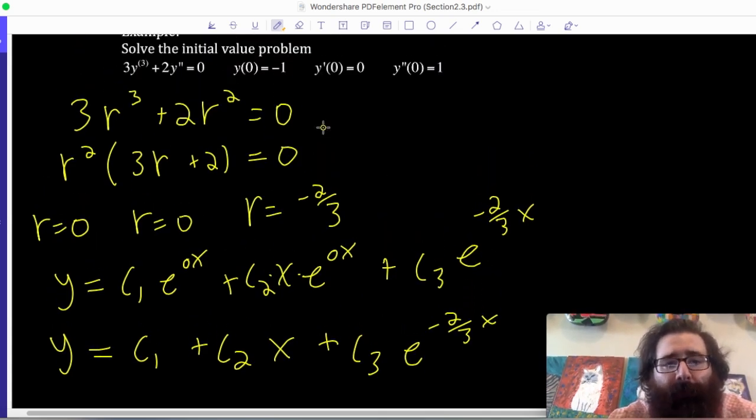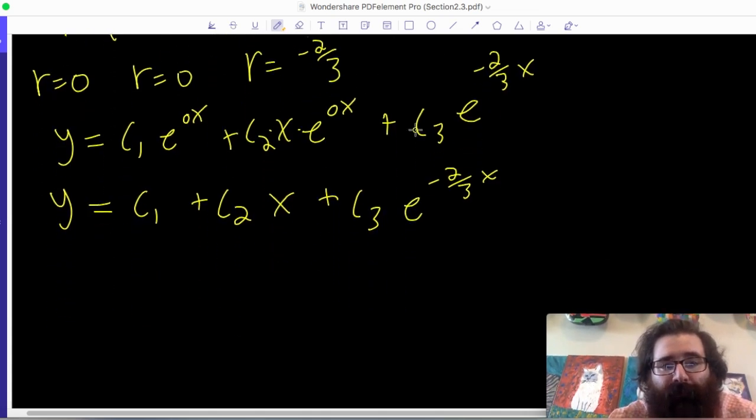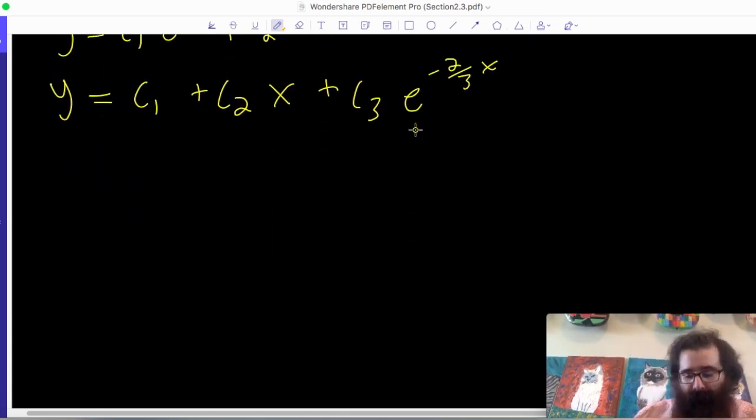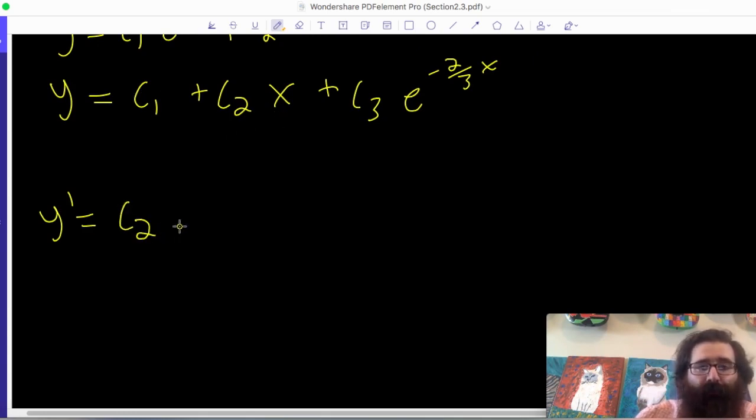Now I can start working with my initial values, but I'm also going to need y prime and y double prime for my general solution. So no better time to do it than right now. So y prime, derivative of c sub 1 is 0, so skip over it. Derivative of c sub 2 times x is c sub 2. And then derivative of c sub 3 times e to the negative 2/3 x, just a bit of chain rule. So c sub 3 comes along, and we get e to the negative 2/3 x times negative 2/3.